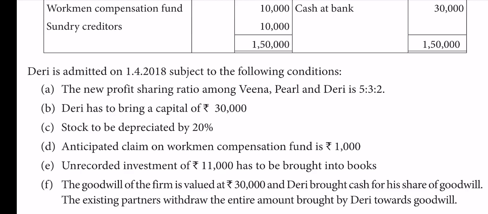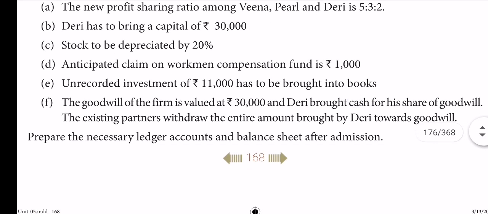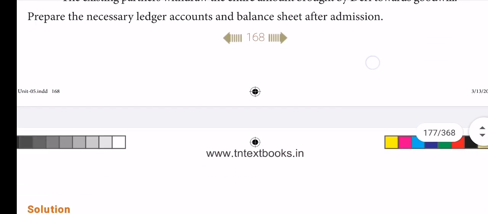Now let me start with the first one, what we need to open. What's the question here? Prepare the necessary ledger accounts and balance them. Since it says necessary ledger accounts, the bank account is also a part of the answer. So it is better, on the safe side, that we open the bank account. Is your doubt clear now? Good.